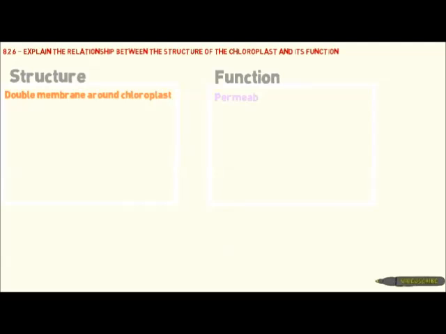The membrane is permeable to CO2, O2, ATP, sugar, and other products of photosynthesis.